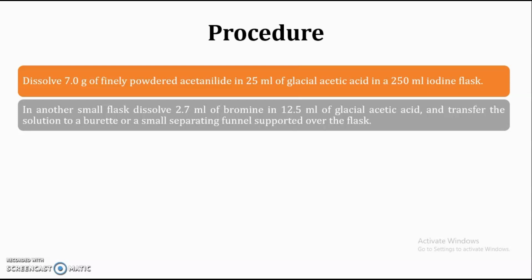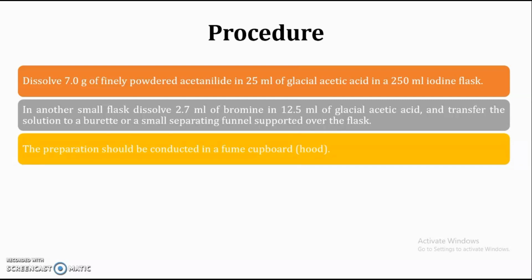Now we have to take care while handling bromine, because the vapors produced from bromine are very irritating. That's why the transfer of bromine into the glacial acetic acid must be performed in the fuming chamber, so that the vapors do not escape directly into the environment. As I said, the preparation should be conducted in a fuming cupboard or fuming chamber.